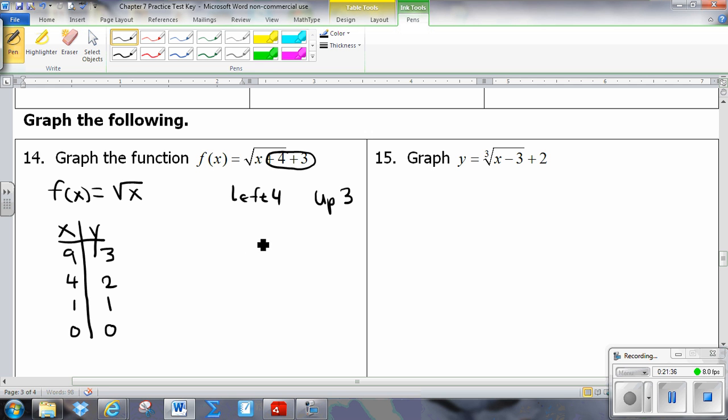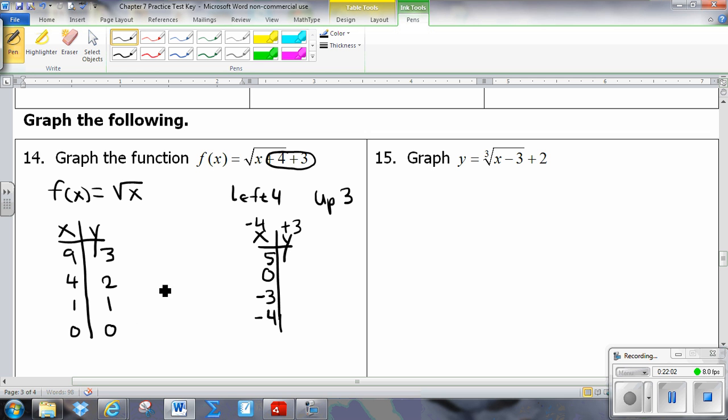Okay, now what we're going to do is we're going to make a shifted table. So x and y. So left 4, that means from all of your x values, you're going to be subtracting 4. Up 3, all your y values, you're going to be adding 3 on. So minus 4 from a 9, you're going to get a 5. 4 minus 4 is a 0. 1 minus 4 is a negative 3. 0 minus 4 is a negative 4.